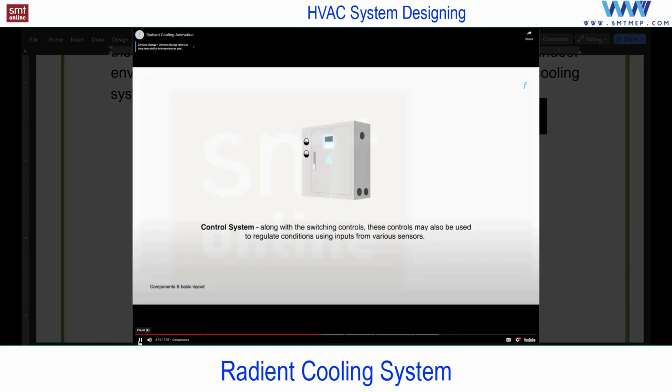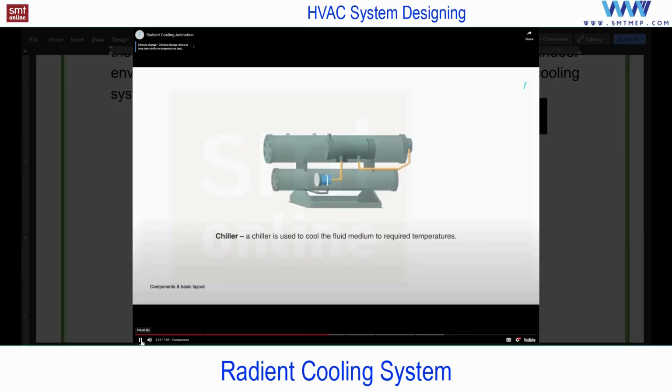Control system. Along with the switching controls, these controls may also be used to regulate conditions using inputs from various sensors. Chiller. A chiller is used to cool the fluid medium to required temperatures. You see, in the chilled water system, the chilled water we are supplying to AHU and FCU, and AHU and FCU is supplying the cool air. But here also we are using the chiller with manifolds. Manifold means a number of pipes will connect to the main pipe, and through which we are supplying the chilled water, and the chilled water is below the floor level. We are not supplying the chilled water to the AHU or FCU.